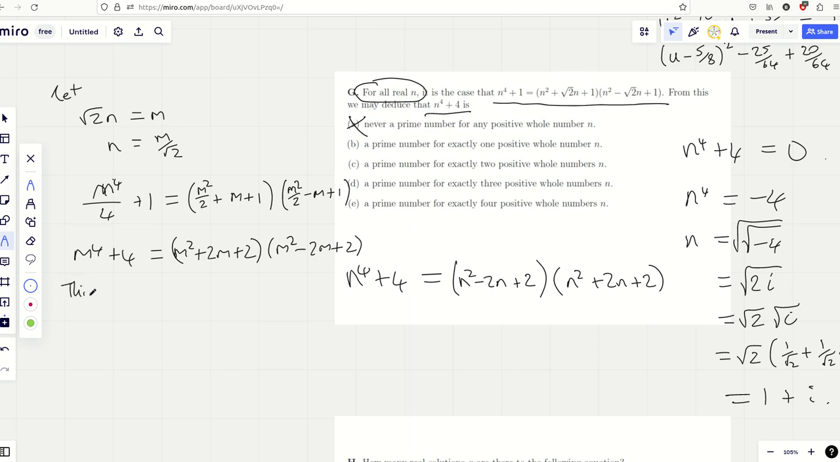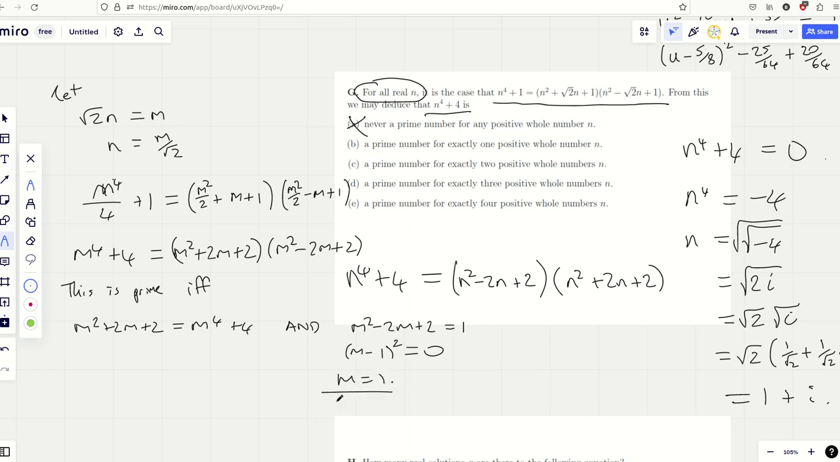This is prime if and only if the big number, and this is clearly bigger than this one because m is a positive integer, if and only if m squared plus 2m plus 2 equals m to the 4 plus 4, or if you like, m squared minus 2m plus 2 equals 1. I've then just solved this. That's m squared minus 2m plus 1, so that's m minus 1 squared equals 0. So m equals 1.